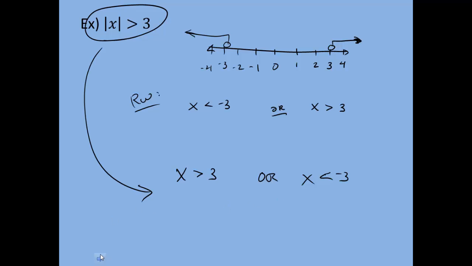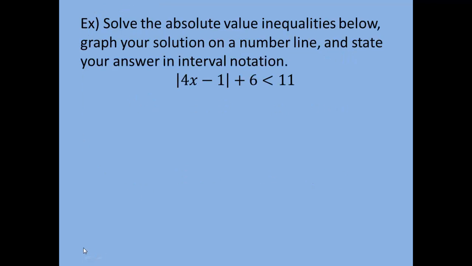Let's take a look at a couple examples with actual absolute value inequalities that we have to solve. So this says solve the absolute value inequalities below, graph your solution on a number line, and state your answer in interval notation. The first thing that's important to notice here is that the absolute value of 4x minus 1 plus 6 is less than 11. Whenever you're solving an absolute value inequality, you want to get the absolute value bars by itself, alone on the left-hand side. This way we can use one of our rules. So my first step here is I'm going to subtract 6 from each side, and this ends up becoming the absolute value of 4x minus 1 is less than 11 minus 6, which is 5.